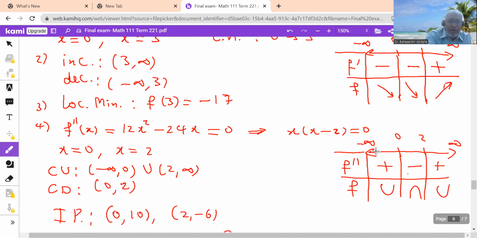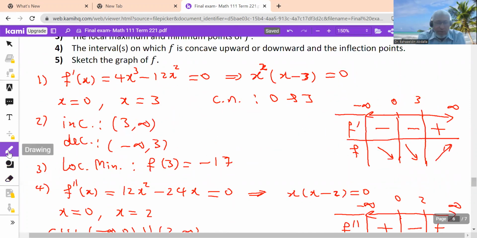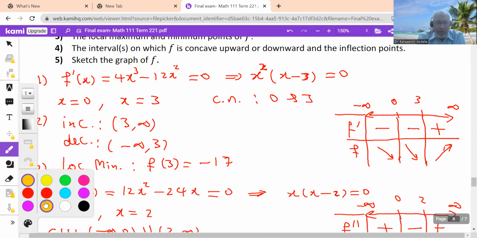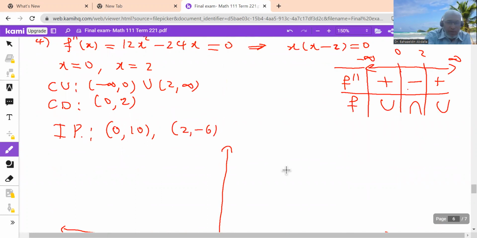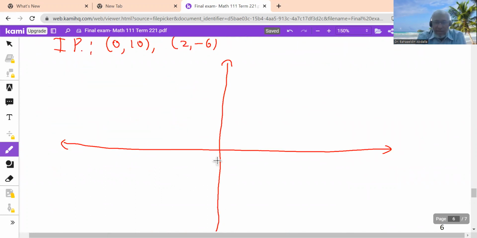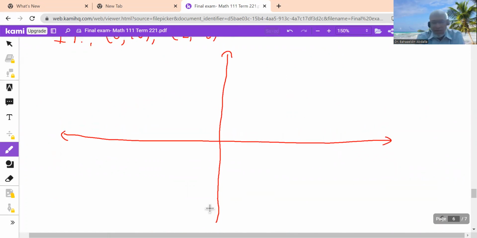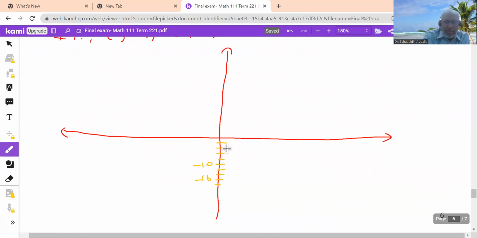Okay, I'll put first the points that I have. The most important things to me are the points. So what are the points? Well, I know that this is a local minimum, sorry, so (3, negative 17). I have to go down to negative 17. I don't have enough space, so I'll use steps of 2: negative 2, 4, negative 6, negative 8, 10, 12, 14, 16. And now this would be negative 17, while on the x-axis I can go one by one: 1, 2, 3. So this is 3.